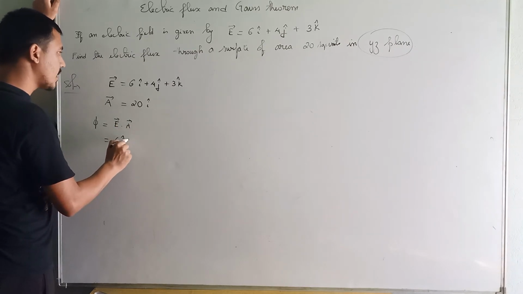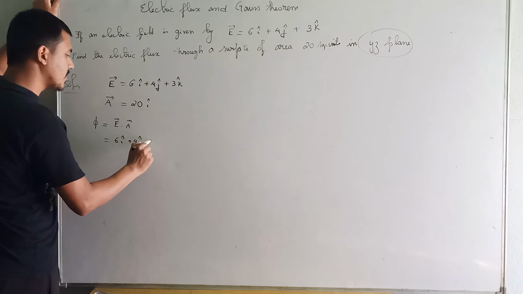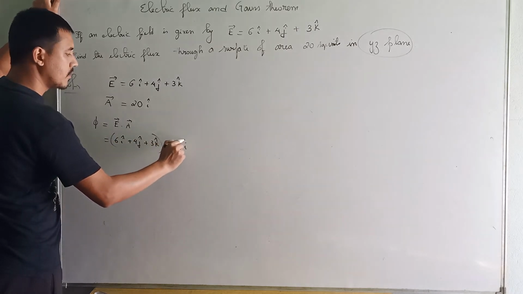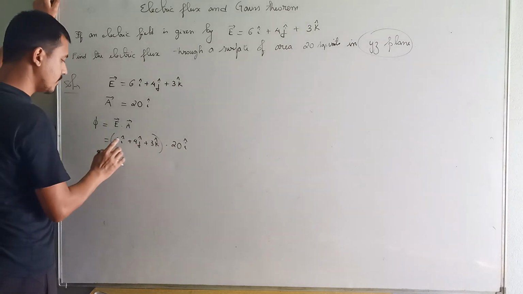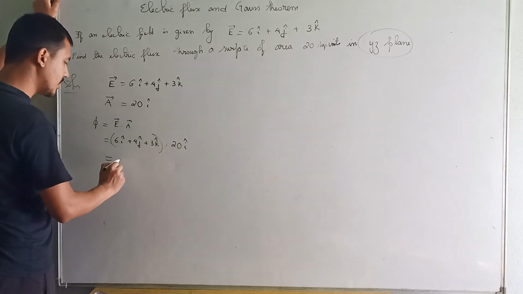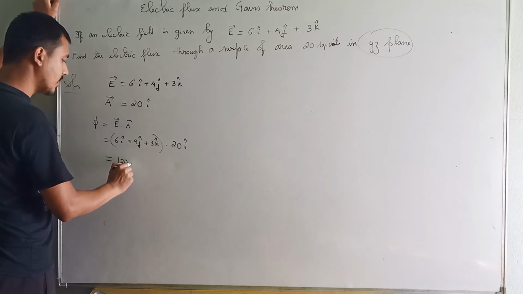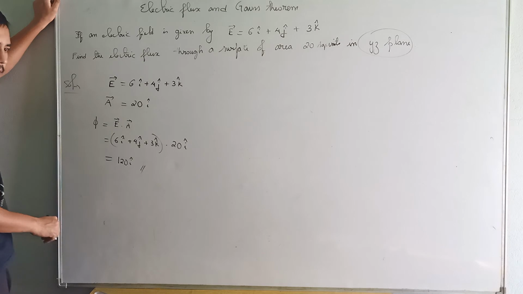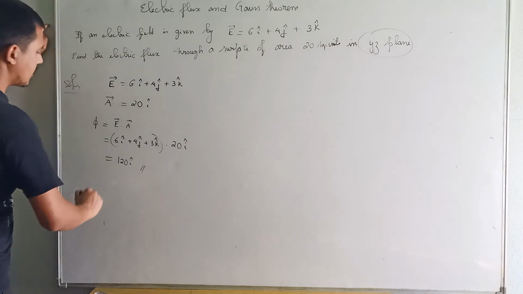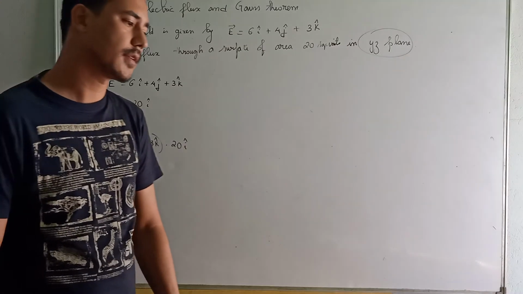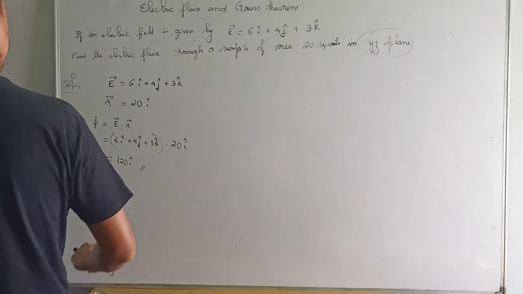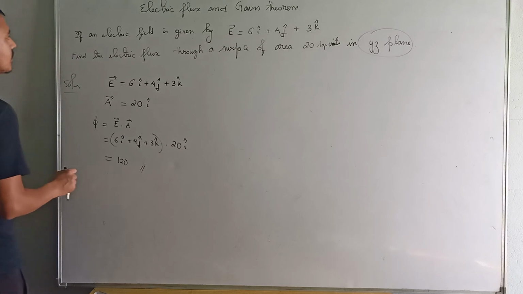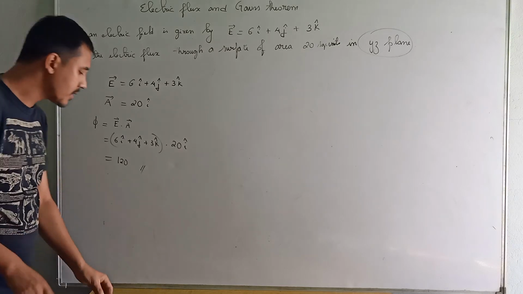Your E is 6I cap plus 4J cap plus 3K cap, right? Dot 20 I cap. I dot I is 1. So 6 into 20 is 120. J dot I is 0. K dot I is 0. Alright? So 120. Yeah, correct.